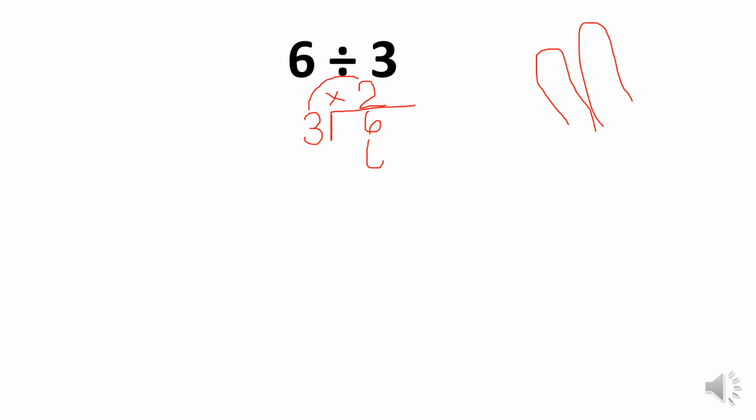Here we have 6 divided by 3. So we're going to write it over like this with our divisor first and then our dividend. 3 into 6. How many times could 3 go into 6? We are going to count in threes until we get to 6 using our fingers. 3, 6, 2. 3 can go into 6 2 times. The next step is to multiply. 3 twos are 6. Take away 6, 6 take away 6 is 0. So our answer is 2 with a remainder of 0. Next.